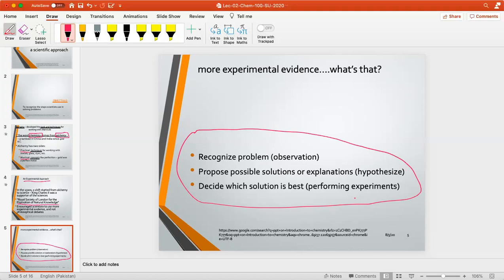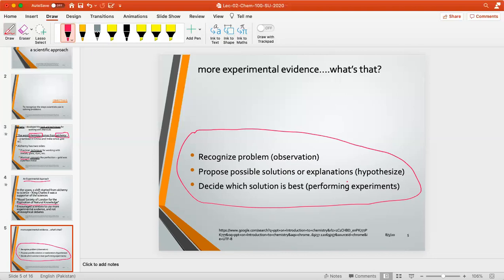You observe something. For example, we observe COVID-19, and we observe it by the condition of the patients. Then propose possible solutions or explanations. Here you say that maybe it happened because of contact, maybe because social distancing was not followed, maybe this virus is airborne and so it spread. So there are a lot of possible explanations to recognize the problem, that is COVID-19. When you talk about proposed possible solutions, it means that you are actually hypothesizing.